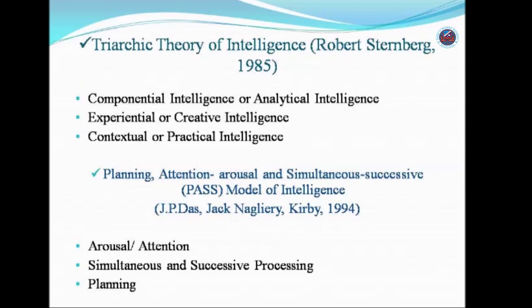In this slide, we will be discussing the triarchic theory of intelligence and the bus model. The triarchic theory of intelligence was introduced by Robert Sternberg, and according to Robert Sternberg, we have three different types of intelligence. The first one is componential intelligence, the second one is experiential intelligence, then the third one is contextual intelligence. Let me explain the componential intelligence.